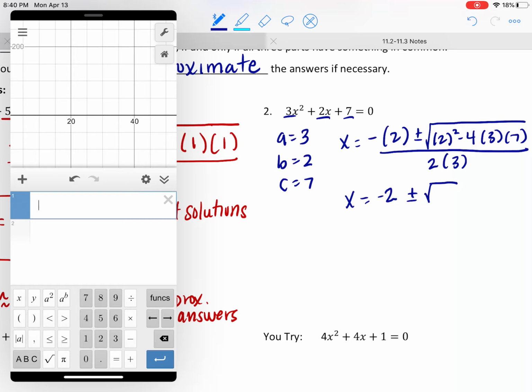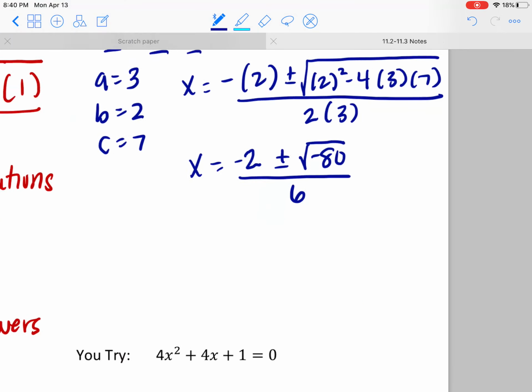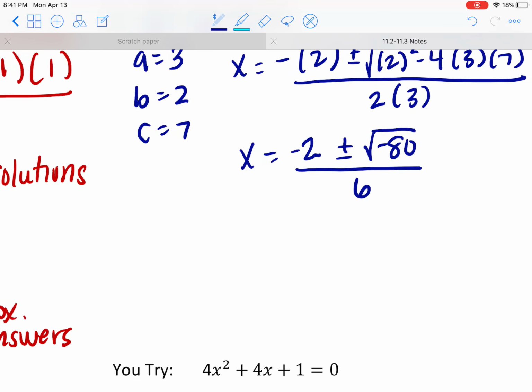Underneath the radical there, I have 2 squared, and then minus 4 and 3 and 7. And that gives me a negative 80. And on the bottom of the fraction, 2 times 3 makes 6. Now this one we can simplify because 80 is a number we can break down there.